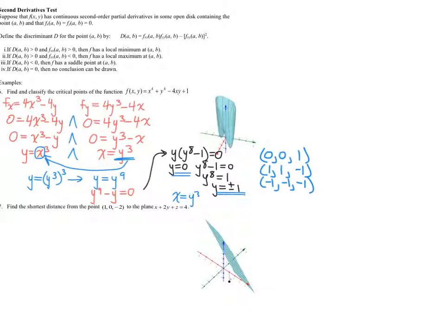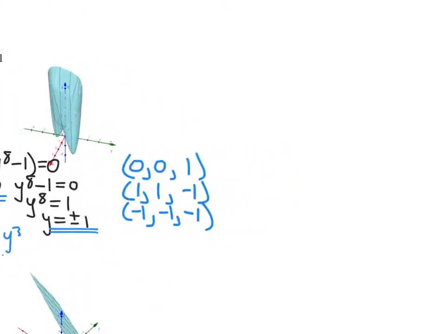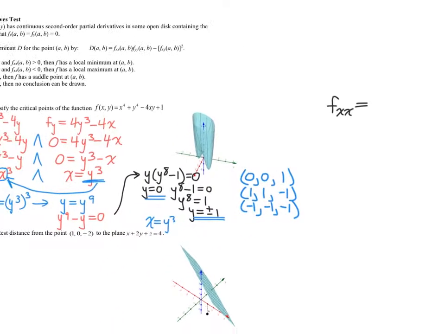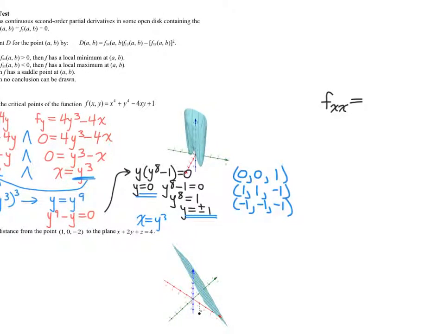All right, so what we do is we figure out the discriminant for each one of them. So I need my second order partial with respect to x, which requires me to see my x, 12x squared.